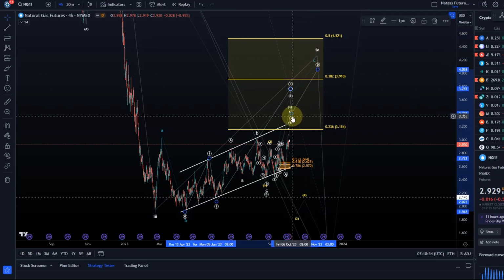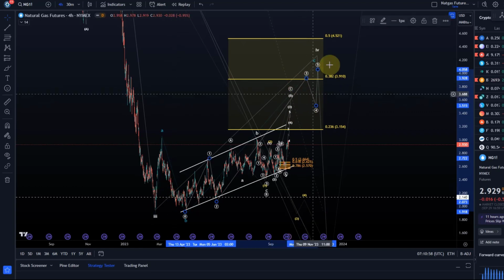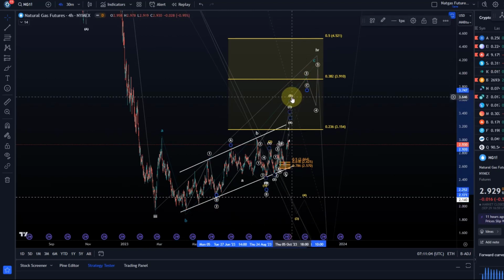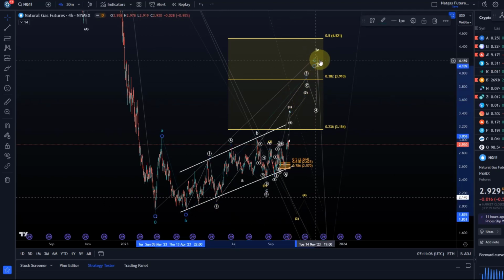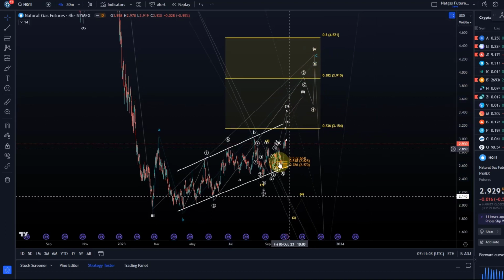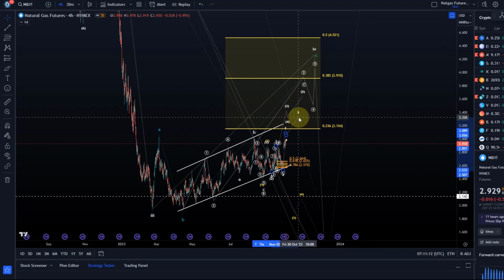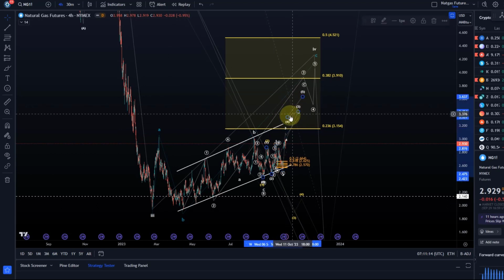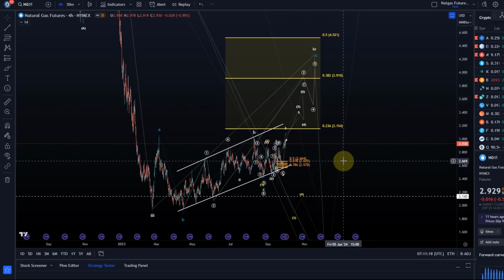The overall idea is that in this wave 4, we have an A, B, C structure, and that we're currently moving in this C wave, highlighted here in blue, which is, however, not unfolding as an impulse. A wave C can unfold as an impulse, and that would be very easy to track.